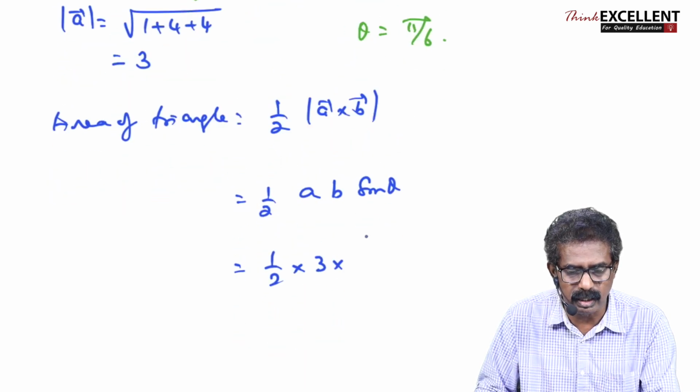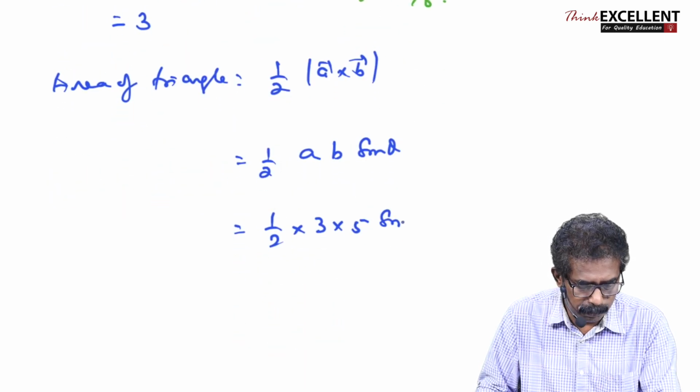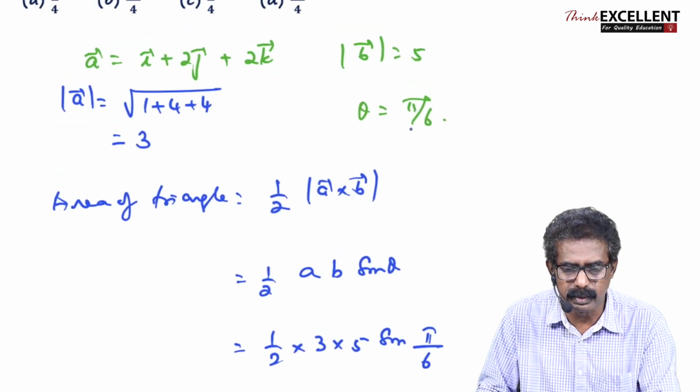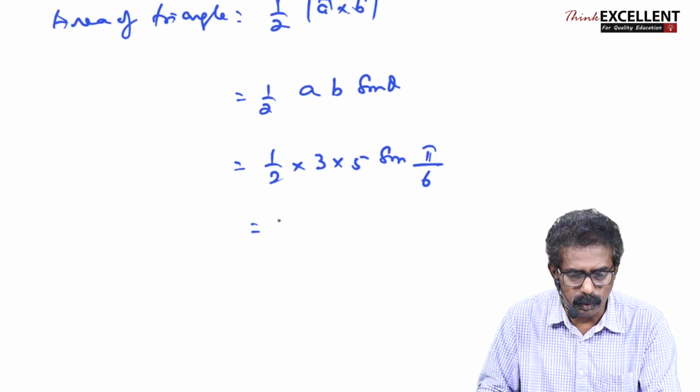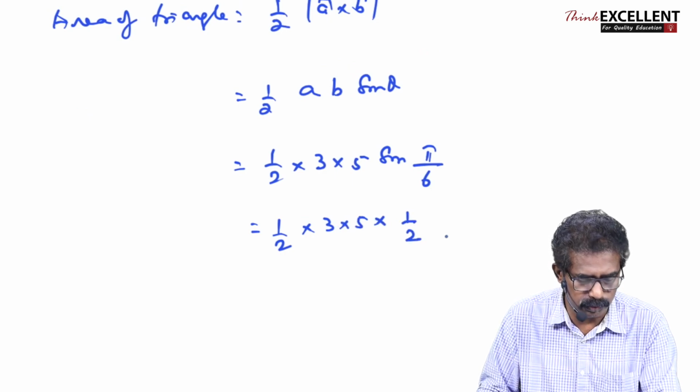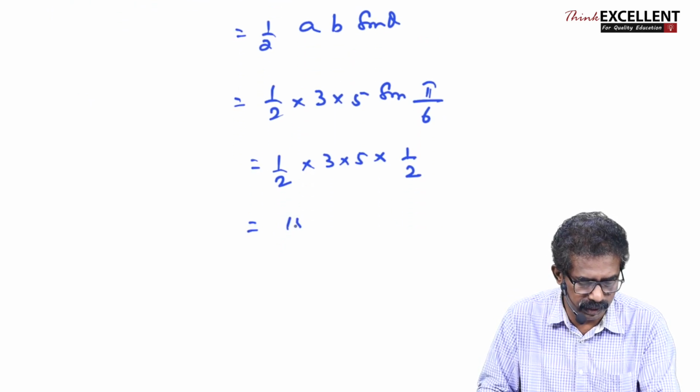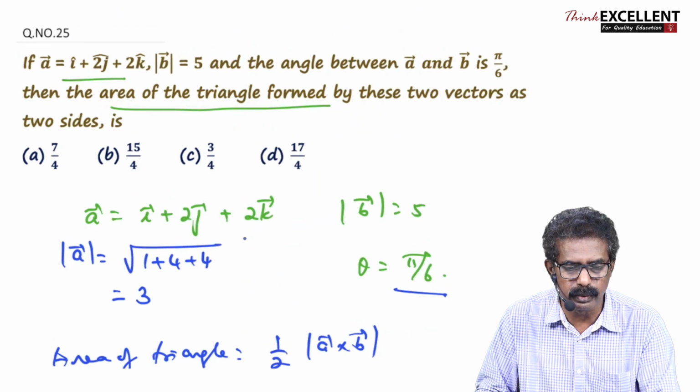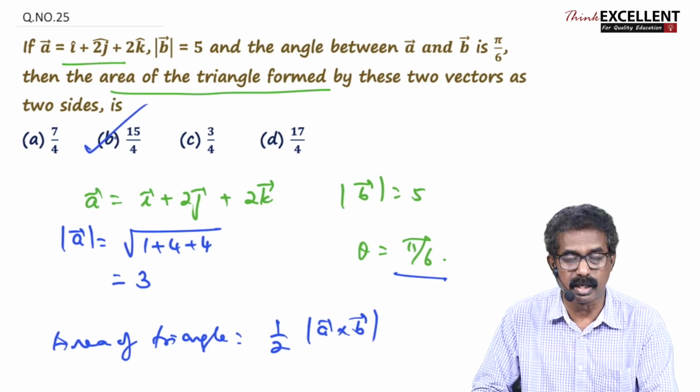Modulus b given in the question is 5. Sin pi by 6, angle between a and b is 30 degrees. So 1 by 2 into 3 into 5 into 1 by 2. So you cannot cancel anything. 15 by 4 square units. 15 by 4, that is option number B.